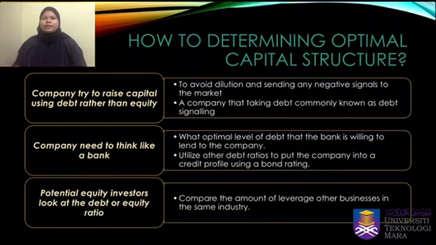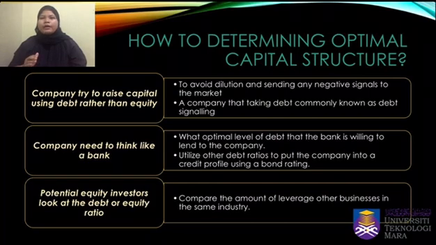The second one is the company needs to think like a bank. The company needs to know what is the optimal level of debt that the bank is willing to lend to the company. So the company will need to utilize other debt ratios to put the company into a credit profile using a bond rating.